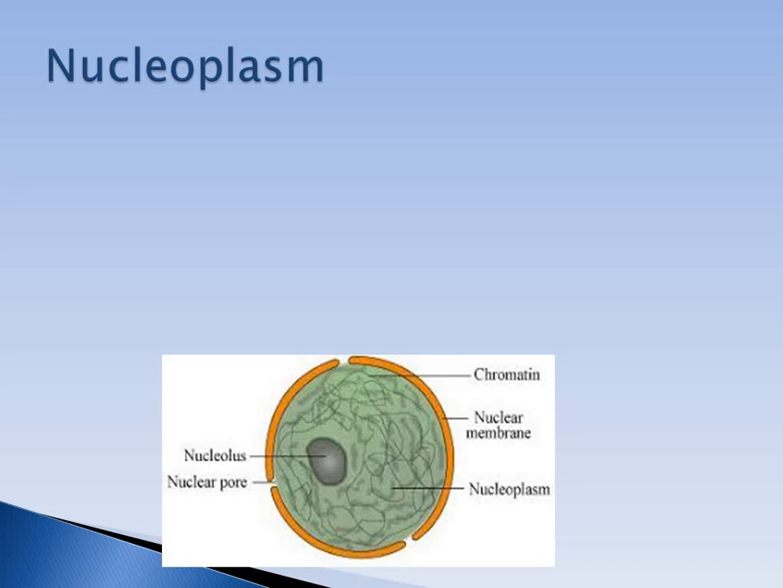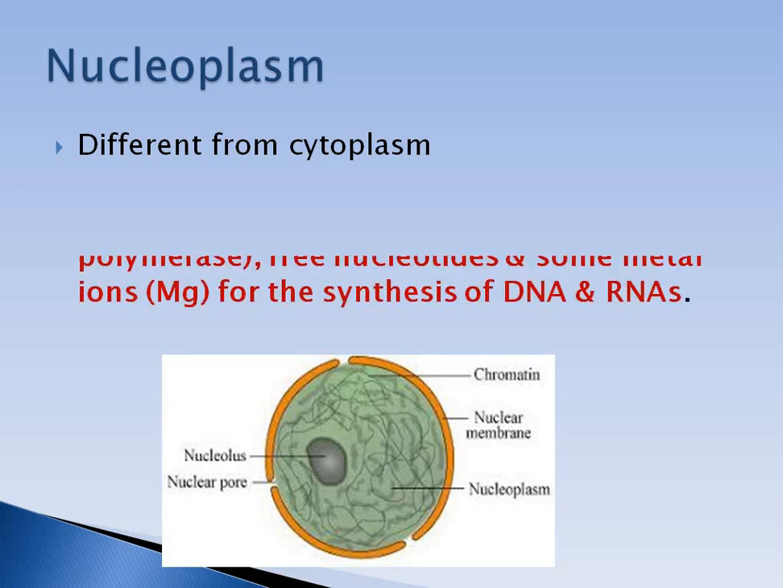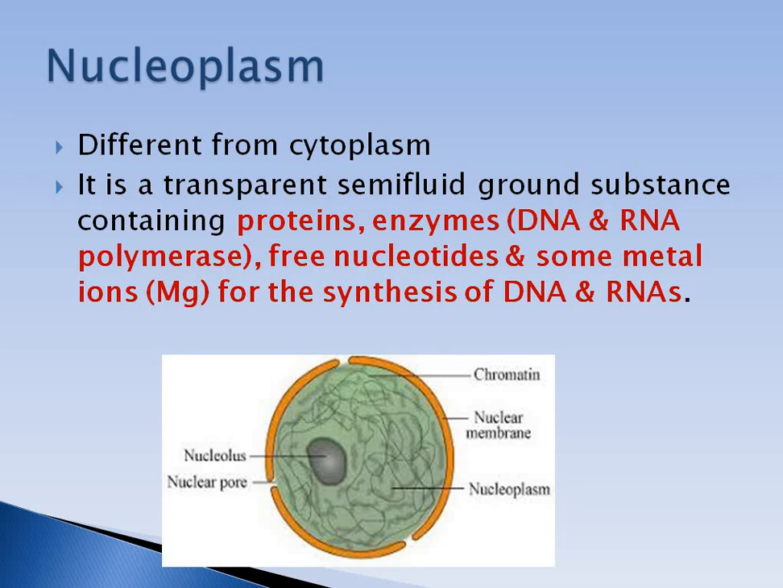Third component is nucleoplasm. Nucleoplasm is a cytoplasm present inside the nucleus, but it is different from the cytoplasm because its chemical composition is slightly different. It has some specific proteins and enzymes like DNA and RNA polymerase. DNA polymerase is for duplication of DNA. RNA polymerase is for the formation of different RNA, especially the messenger RNA.